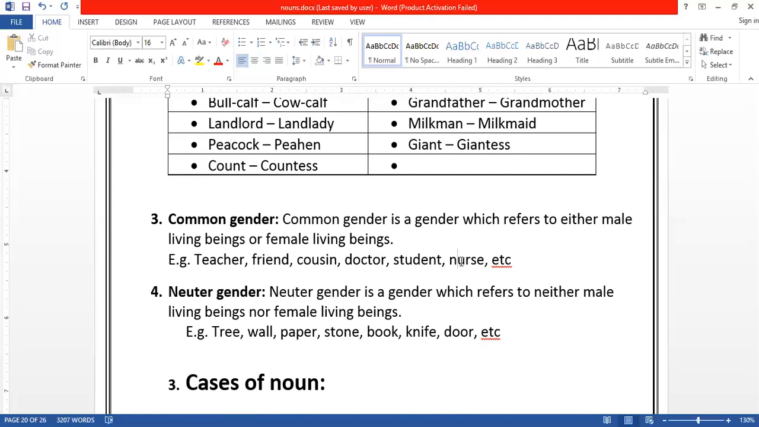Then the fourth gender we have is called neuter gender. Neuter gender is a gender which refers to neither male living beings nor female living beings. For example, we want to talk about wall. Wall is a neuter gender. It does not refer to any male or female living being. So we call it neuter, like pepper, stone, book, knife, door, etc. We call them neuter genders.